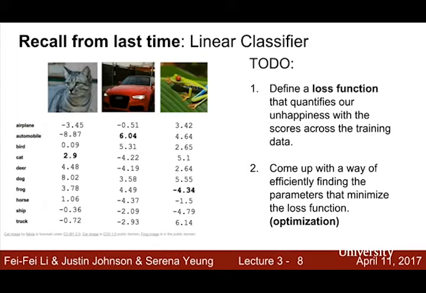Whereas for some of these other examples, like the car, you see that the automobile class has a score of 6, which is much higher than any of the others, so that's good. And for the frog, the predicted score is maybe -4, which is much lower than all the other ones, so that's actually bad. So this is kind of a hand-wavy approach, just looking at the scores and eyeballing which ones are good and which ones are bad.